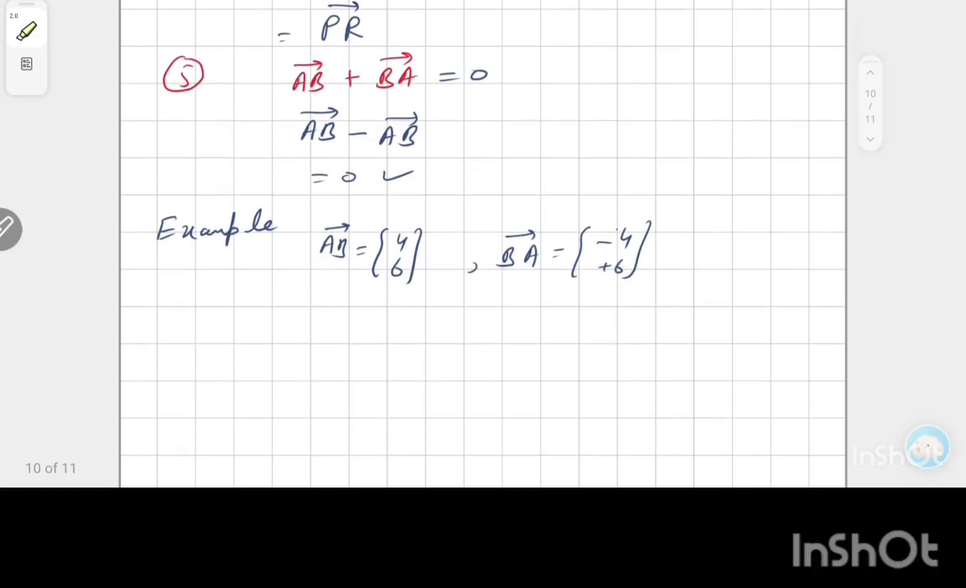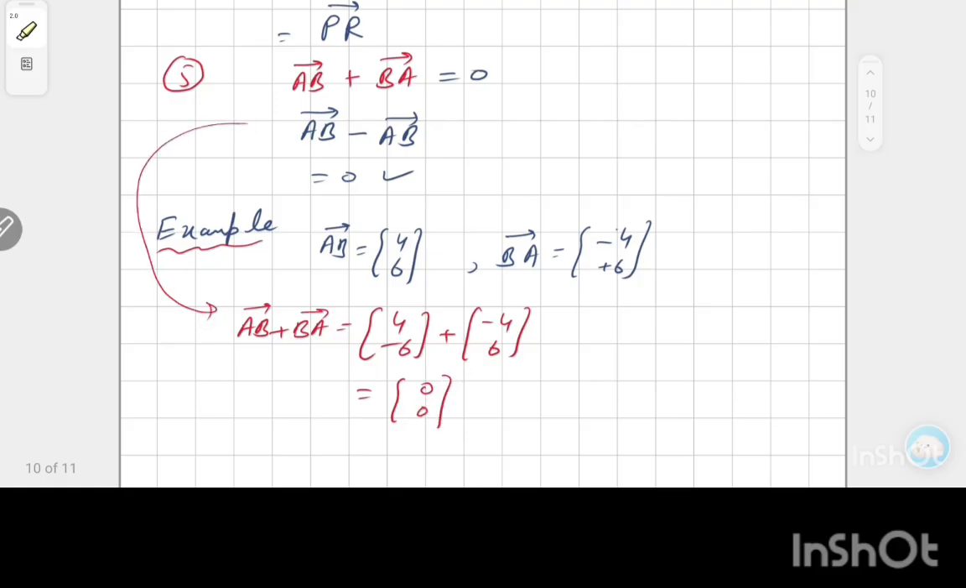Okay dear student, this is the example for the negative vectors for the above property, property number 5. Here we have to write AB plus BA. This one is (4, -6) plus (-4, 6). We got 4 minus 4, it will be 0, and minus 6 plus 6 is also 0. We have to prove our fifth property by using this example. Hopefully dear friend, you understand these examples. We will move forward to our next questions.